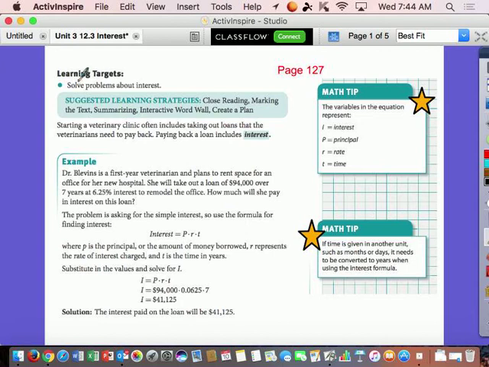So what we're going to do today, we're going to solve some problems, and they're going to be about interest, whether you're interested or not.